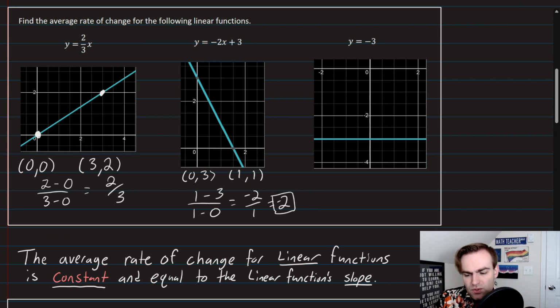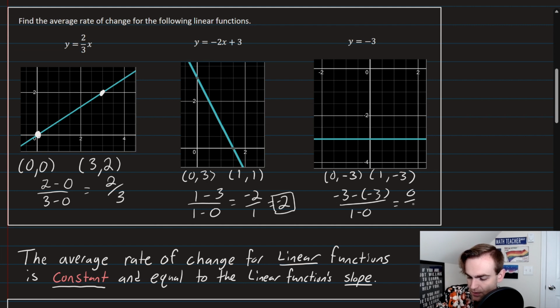The last one's a little bit weird. There's no x, so when we pick our x values, like 0 and 1, there's nowhere for us to plug it in or substitute into the function analytically. But all of the y values are negative 3, so we're just going to make our output negative 3. If we find the average rate of change here, we would do negative 3 minus negative 3 over 1 minus 0, and that gives us 0 over 1, which is 0. So the line is constant, it's horizontal, it's flat, it has an average rate of change of 0.